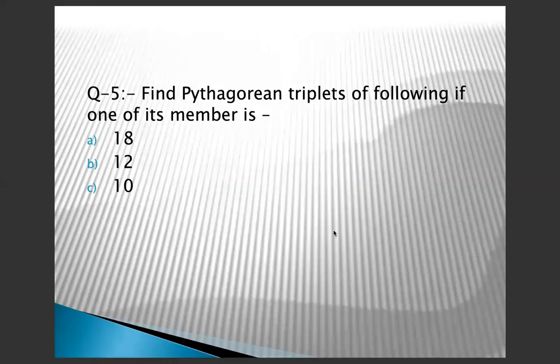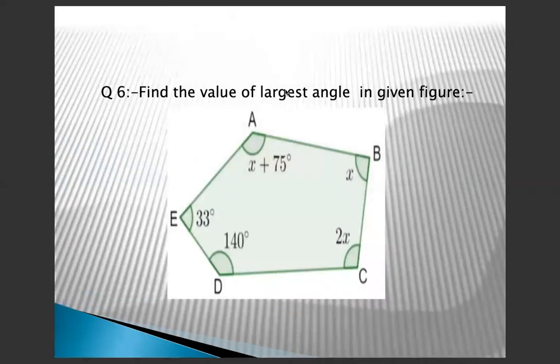Moving on with the next question, which we have is find the value of the largest angle in the given figure. So how many sided polygon is this? First we have to count 1, 2, 3, 4, 5. So this is a 5-sided polygon. Whenever we have a 5-sided polygon, the sum of the interior angles is 540. You can use the formula n minus 2 into 180 degrees.